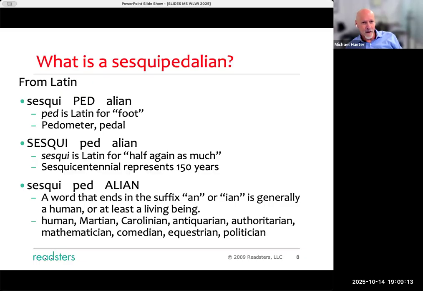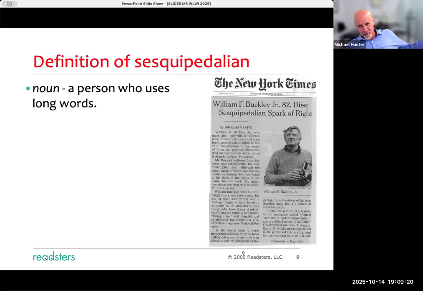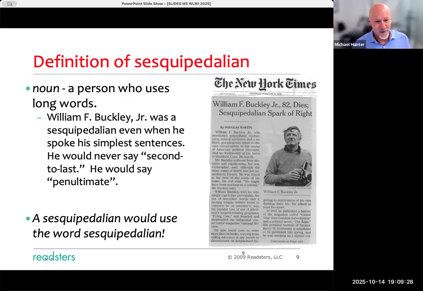And that leads us to the definition: a sesquipedalian is a person who uses long words, those foot and a half long words, when they could use just a regular short word. So a sesquipedalian would use the word sesquipedalian. And I bet all of you as teachers know somebody that's a sesquipedalian. I have been accused on occasion of being sesquipedalian when I get my vocabulary showing off.